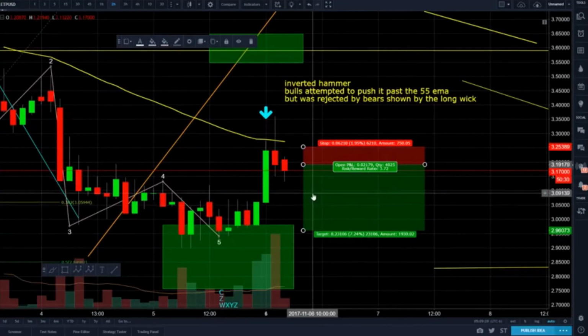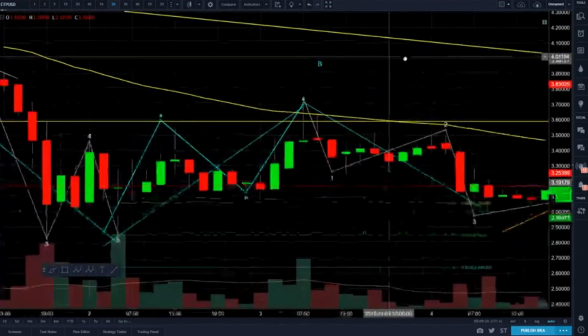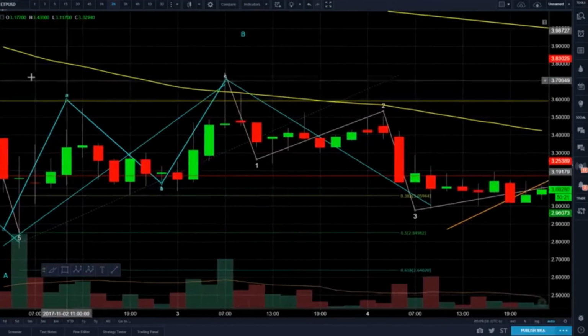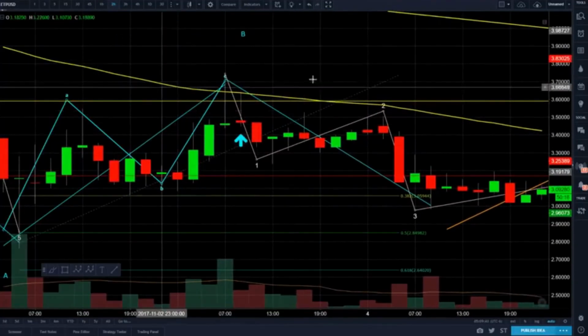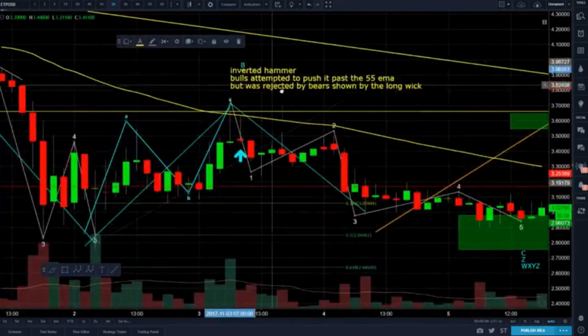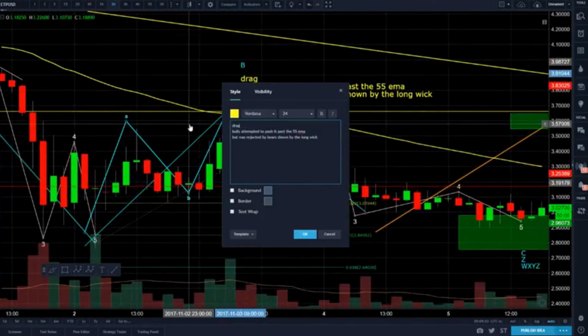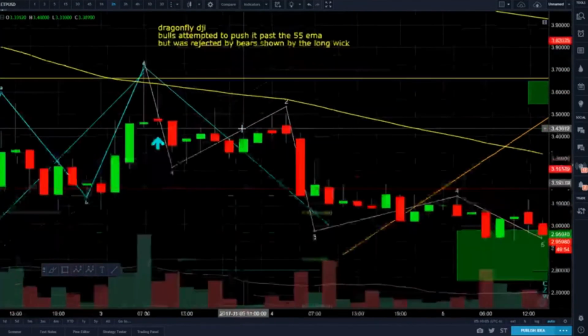Now, where else can we notice a candle like that, okay? For example, here on ETP, this one right here is called a dragonfly doji. The market psychology behind it is basically the exact same thing. I'm just going to drag this one over to show you guys, except it's called a dragonfly doji. With the dragonfly doji, the bulls attempted to push it past the 55 EMA, but were rejected by the bears, shown by a really long wick.